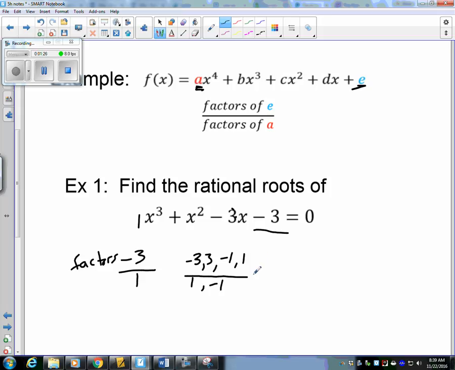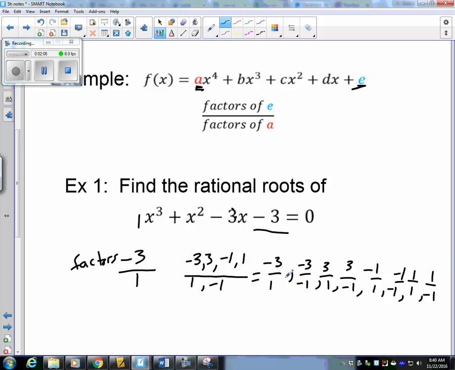So we have to take each one of these and divide it by each one. So -3 divided by 1, -3 divided by -1, 3 divided by 1, 3 divided by -1, -1 divided by 1, -1 divided by -1, 1 divided by 1, and the last one, 1 divided by -1.